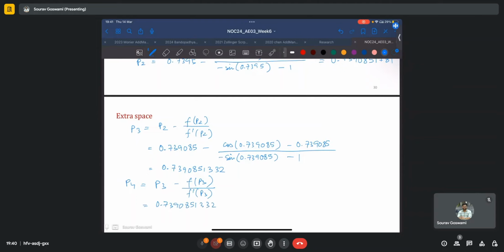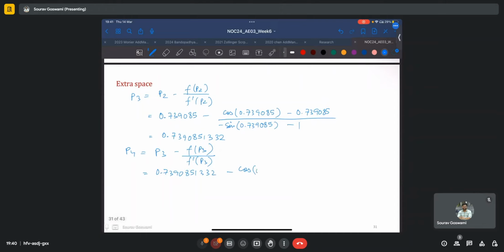0.7390851332 minus cosine of 0.7390851332 minus 0.7390851332, by minus sine of 0.7390851332 minus 1, which is 0.7390851332 minus 0.7390851332 divided by negative sine of 0.7390851332 minus 1.